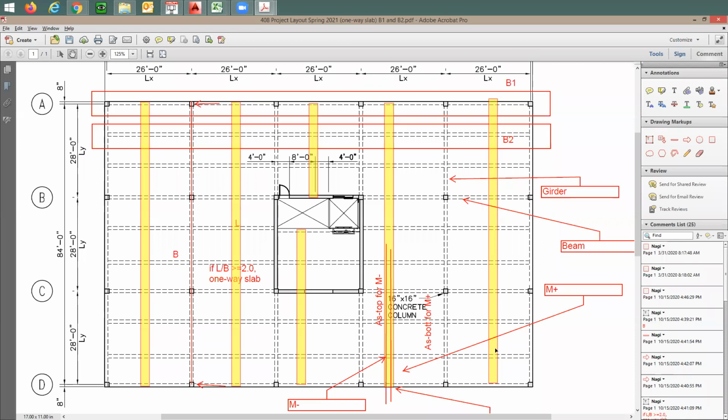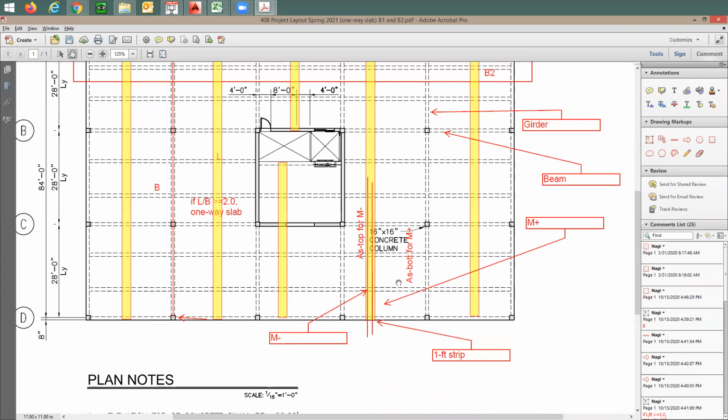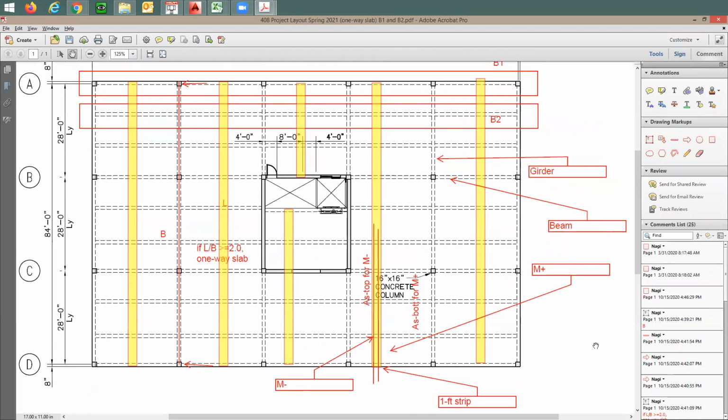Now let's look at the slab first. How many spans do I have for this first strip? 1, 2, 3, 4, 5, 6, 7, 8, 9. Nine spans. I'm going to have top reinforcement for the negative moment, and also bottom reinforcement for the positive moment. So again, here I have 9 spans.